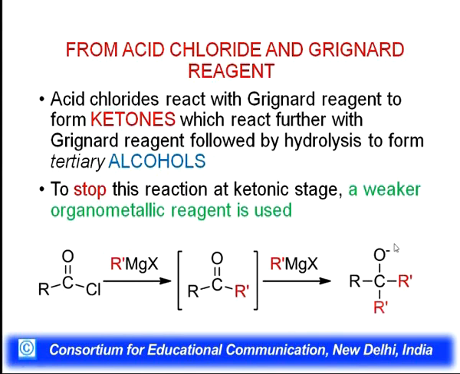So now, if we have to stop the reaction at the ketonic stage, we will have to use a weaker organometallic reagent. If we compare it with aldehydes, please remember, we were doing the reaction with the acid chloride, but we have to use a milder reducing agent to get an aldehyde, and we have to use a weaker organometallic reagent to get a ketone from acid chloride.